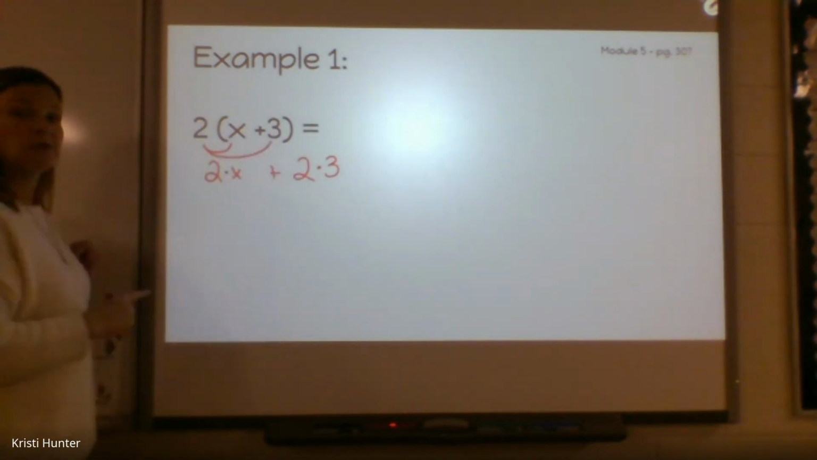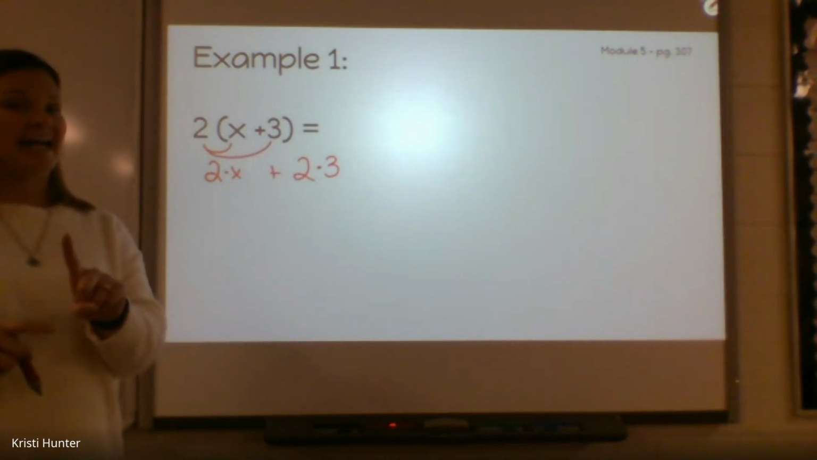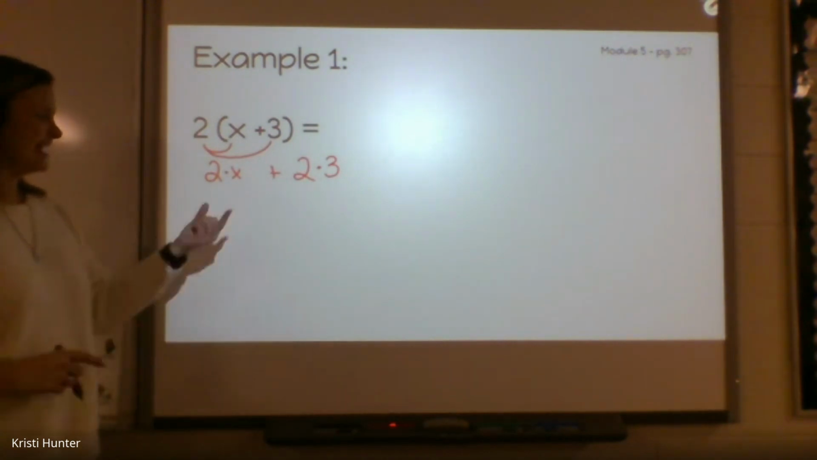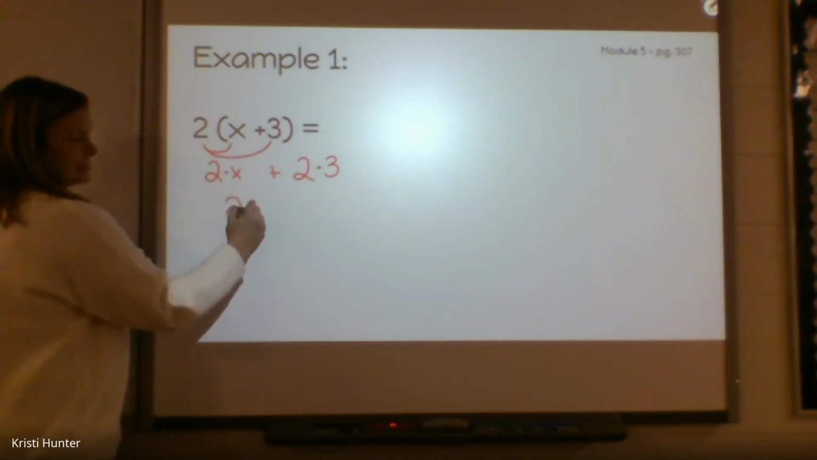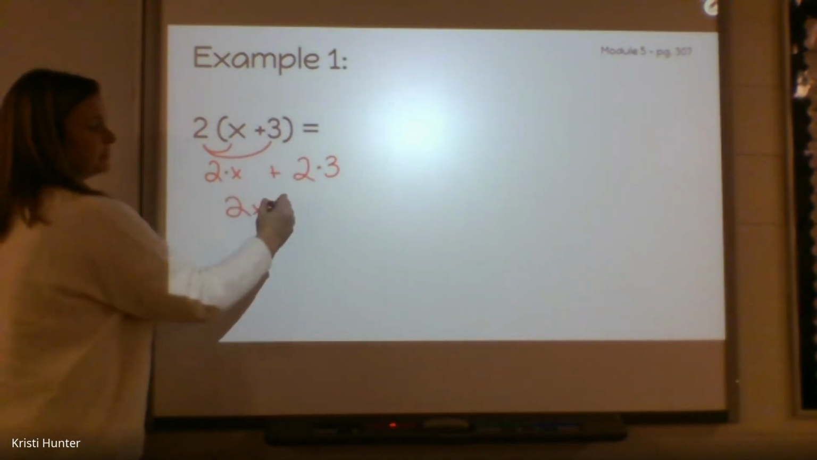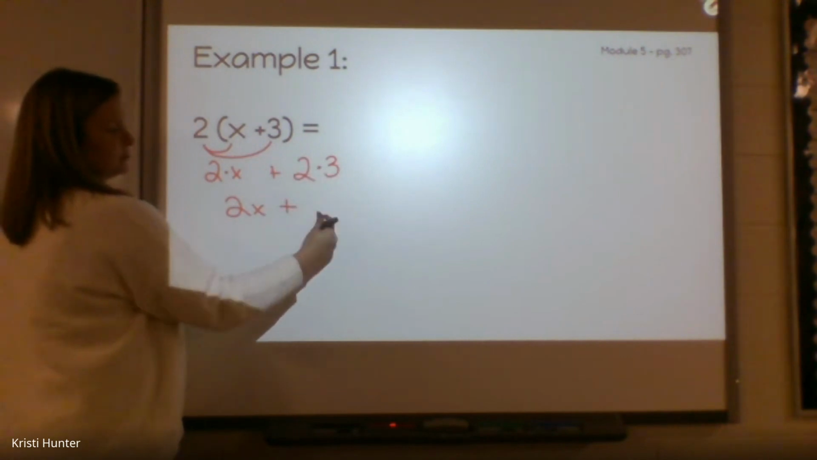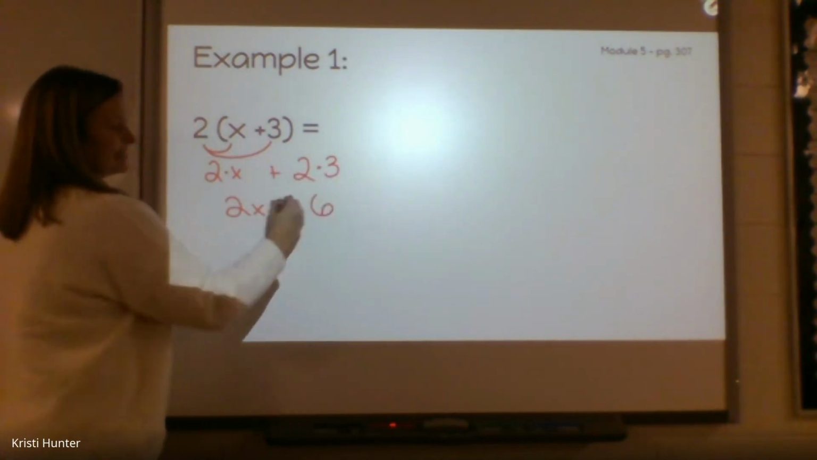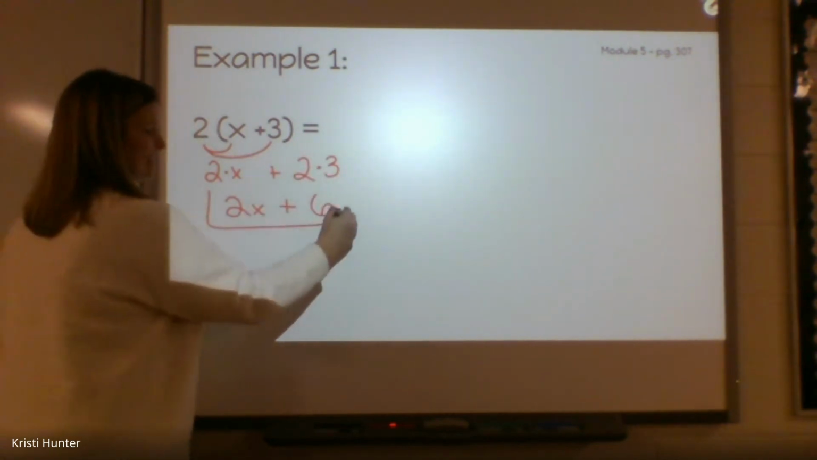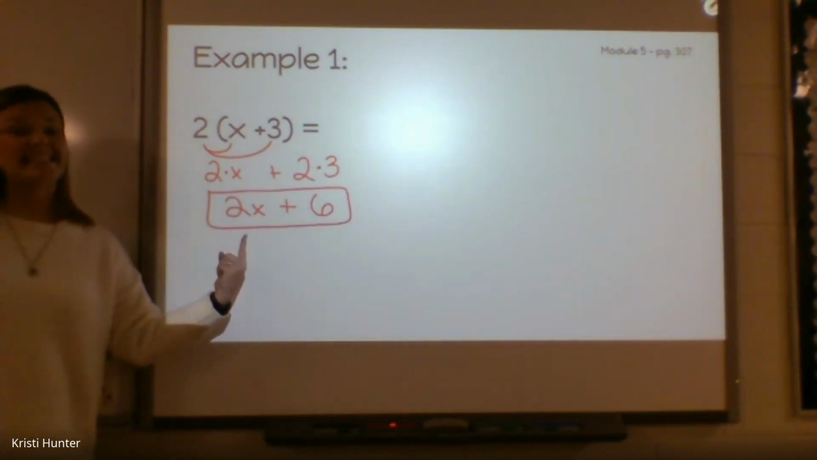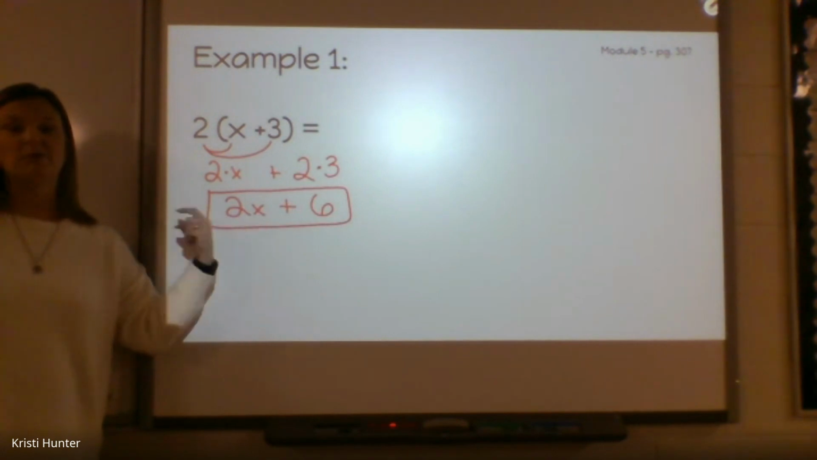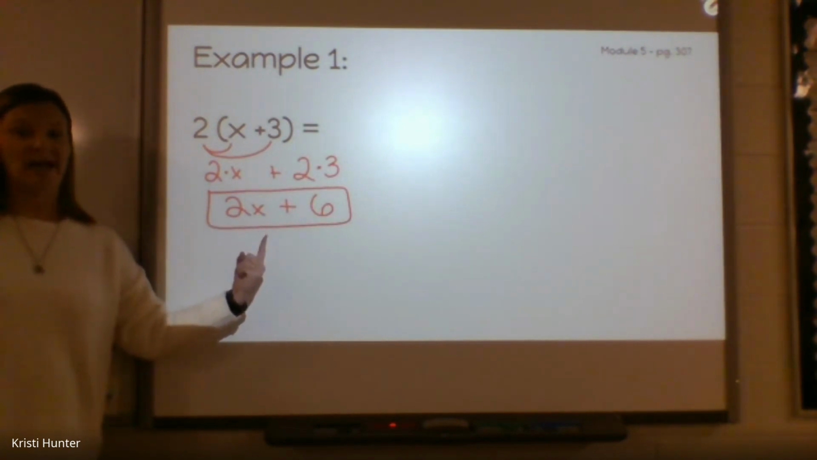So when I go through, remember what my order of operations says. Multiply first. So 2 times x is just 2x plus 2 times 3, that would just be 6. And this, as simple as I can get, because they did not tell me my value for my variable x.